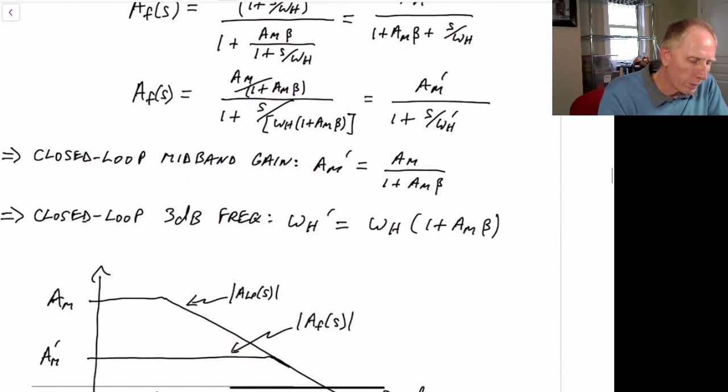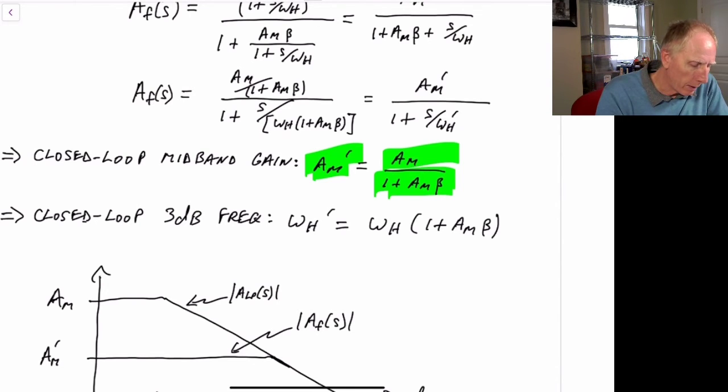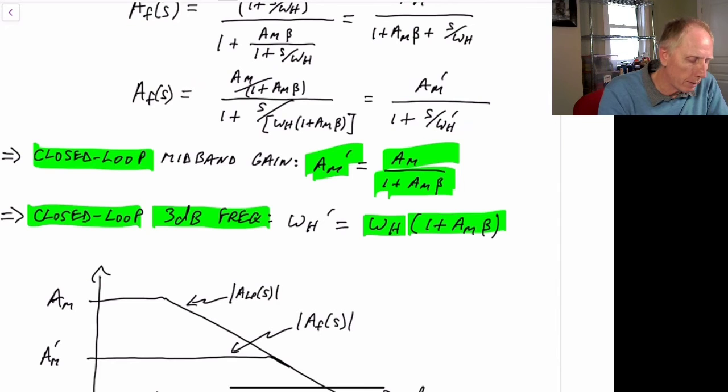So our new closed loop gain, when we put this in feedback, is equal to the original midband gain of the open loop amplifier, but divided by 1 plus A_m times beta. And the 3 dB, the closed loop 3 dB frequency. So this was the closed loop midband gain. The closed loop 3 dB frequency is the original open loop amplifier 3 dB frequency, but multiplied by 1 plus A_m beta.